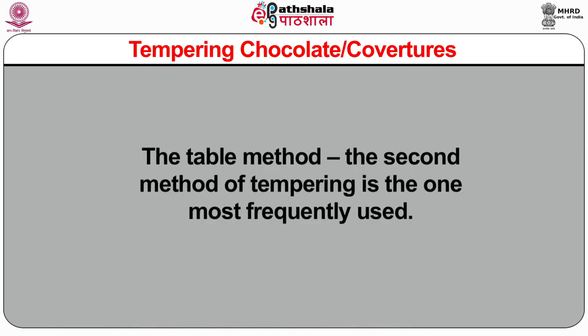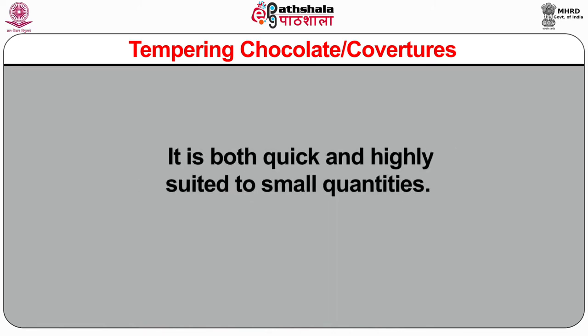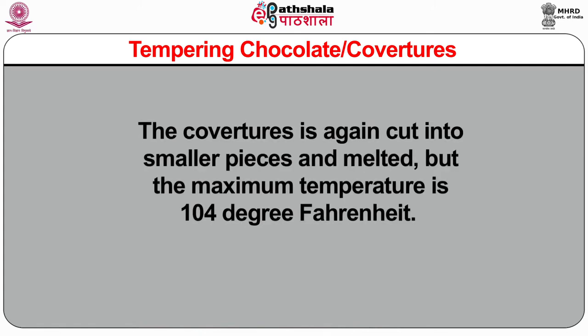This process can be carried out by highly accurate tempering equipment, since the melting point and maximum working temperature are identical. The table method. The second method of tempering is the one most frequently used. It is both quick and highly suited to small quantities. The couverture is again cut into smaller pieces and melted, but the maximum temperature is 104 degrees Fahrenheit.